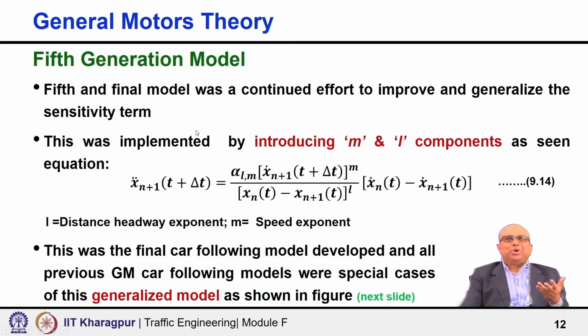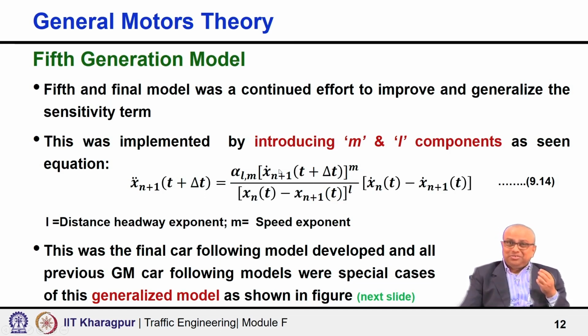Now, the fifth generation model was actually a continued effort to improve and generalize the sensitivity term. This was implemented by modifying the fourth generation model, but trying to make it more generalized by introducing two components, M and L. Then the equation looks like the response is not alpha only, but alpha L m, it depends on L, it depends on M.